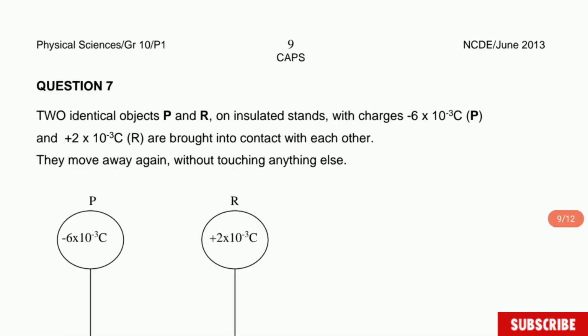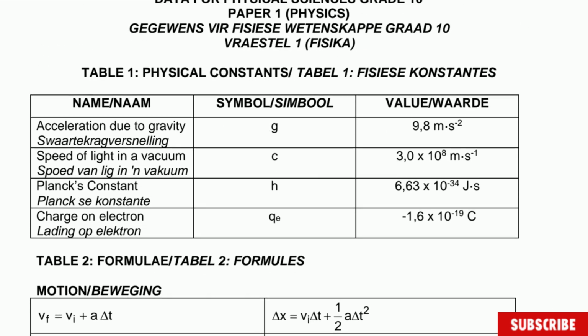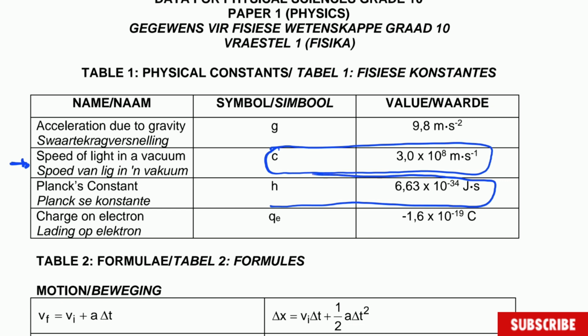Let's quickly go to the table. It's at the back of the question paper. It is here, the table with constants. Guys, this is an important constant for this topic. This is the speed of light in the vacuum, which is the speed of all electromagnetic radiation. And Planck's constant h is also going to be used in this topic, not in this question necessarily, but in this topic. So please remember that one there. So those are the important ones.